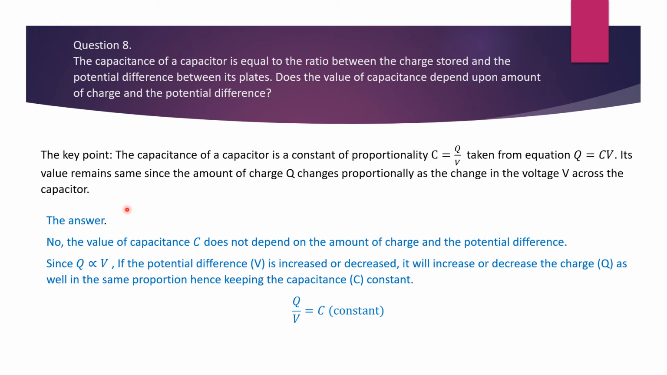The answer. No, the value of capacitance C does not depend on the amount of charge and the potential difference. Since Q is directly proportional to V, if the potential difference V is increased or decreased, it will increase or decrease the charge Q as well in the same proportion, hence keeping the capacitance C constant. So Q over V is equal to C, a constant.